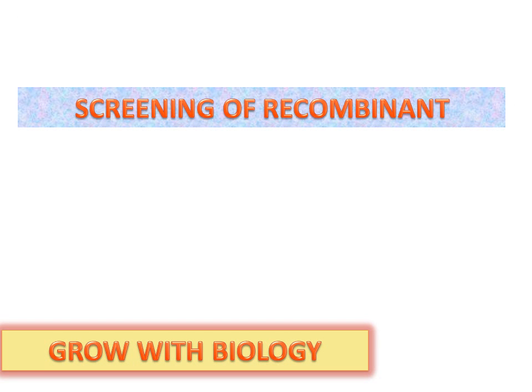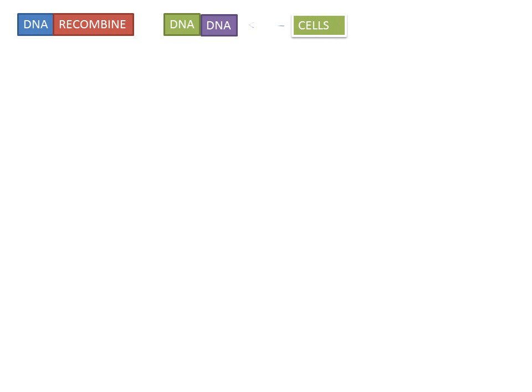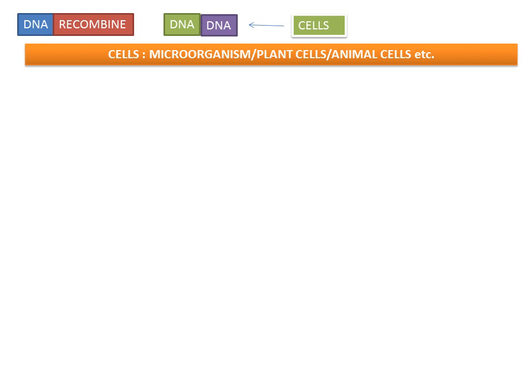Today's topic is screening of recombinants. Now, when we talk about recombinant, that is recombinant DNA. DNA will recombine, which means we require two varieties of DNA and different varieties of cells for these types of DNA. One cell will be used for isolating the vector and another will be used for isolation of the gene of interest.